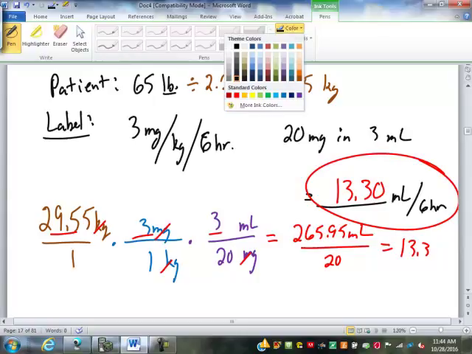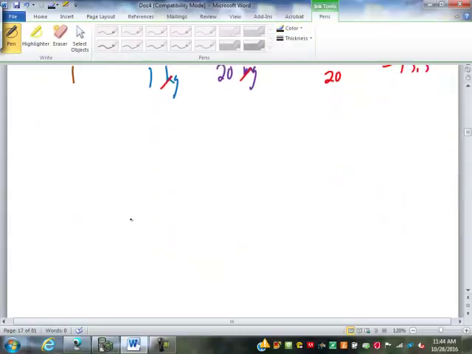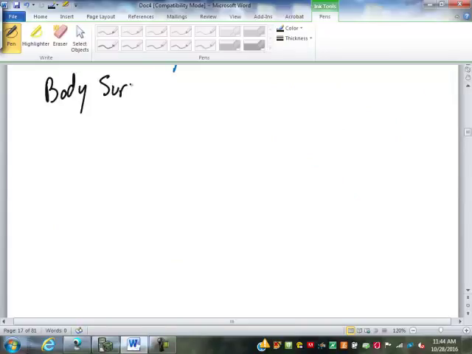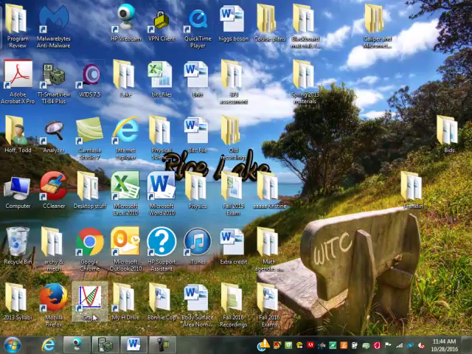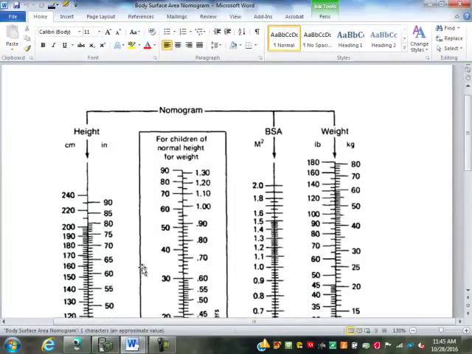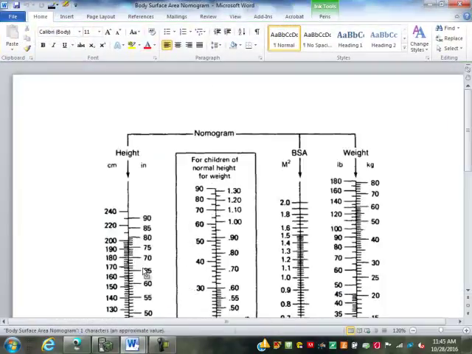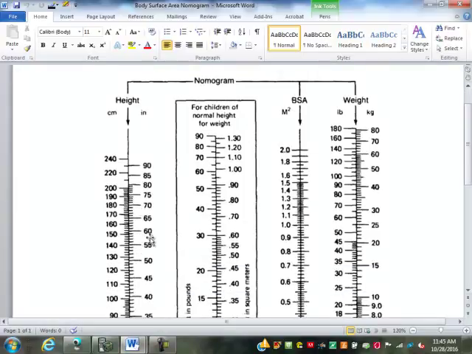The next step is to talk about dosages based on body surface area. And I should have pulled up the nomogram here, and I didn't. Got it sitting right here. One of the methods of finding body surface area is this nomogram. It's just a graphic tool that allows us to quickly combine height and weight to get a standard body surface area.